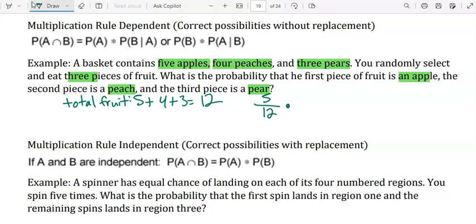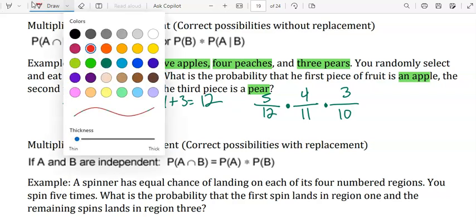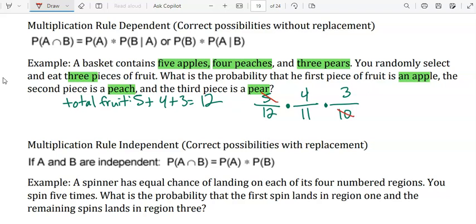The next piece is a peach. There's 4 peaches, but they ate the apple already, so there's only 11 fruit left. They've eaten the apple and the peach, so now there's going to be 10 fruits left, and there are 3 pears. You would multiply these 3 numbers together and then simplify them. You can simplify 5 and 10 as 1 over 2. 4 times 3 is 12, so those go away. You're left with 1 over 11 times 2, that's 22.